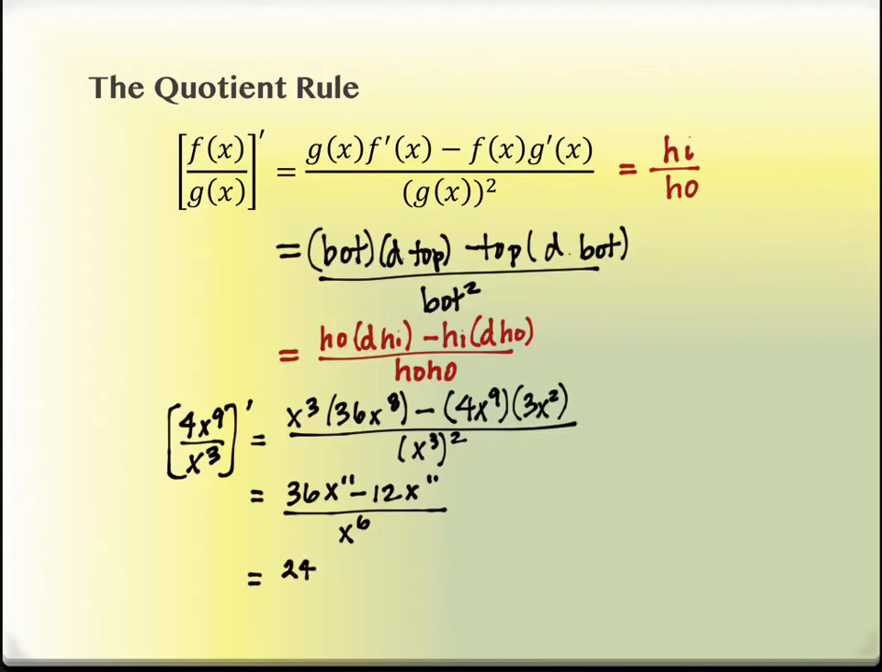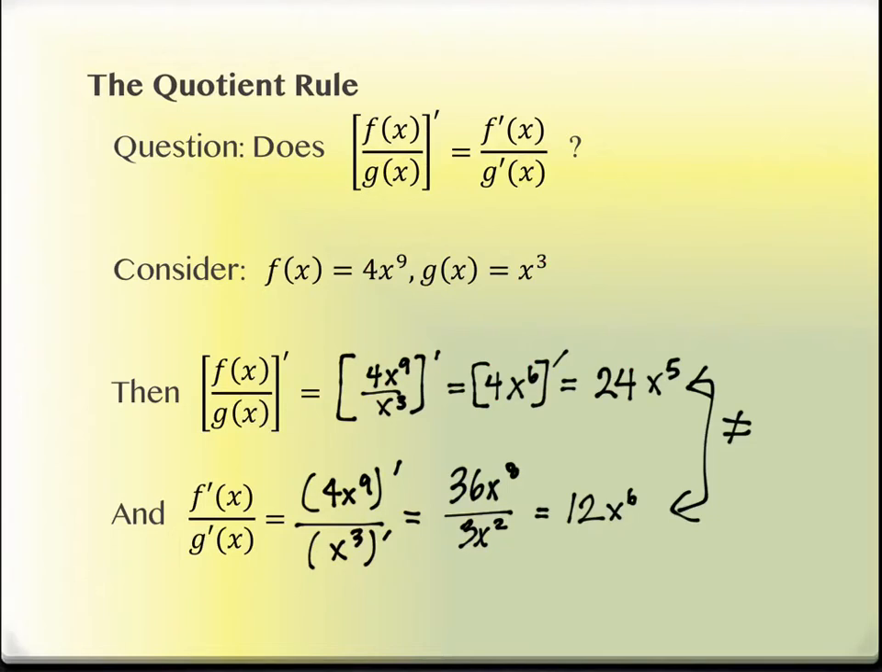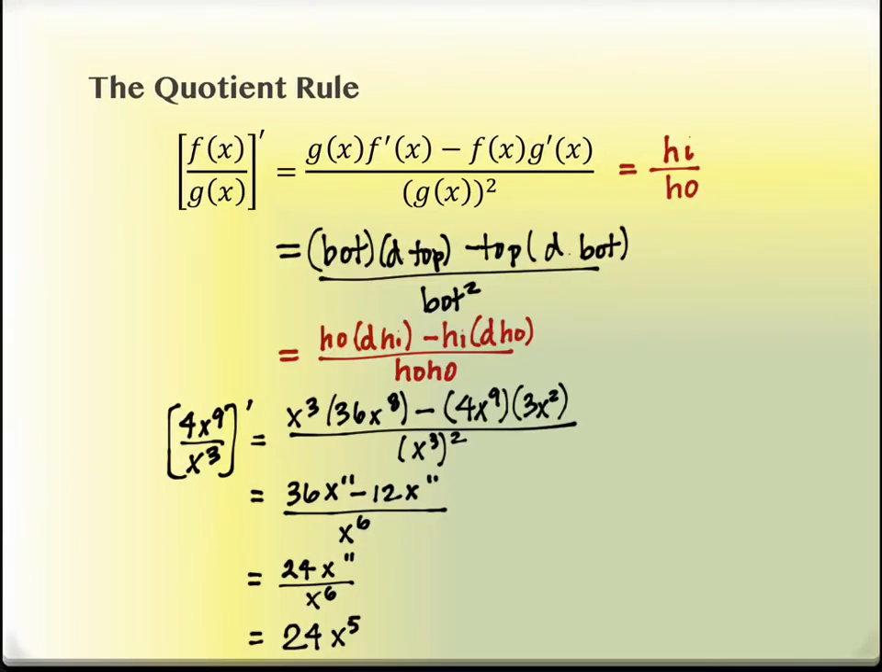It's 24x to the 11th. And then x to the 11th over x to the 6th is x to the 5th. Exactly what it should have turned out to be if I had simplified first with order of operations. So it works. It's true, and it is correct. This is our quotient rule.